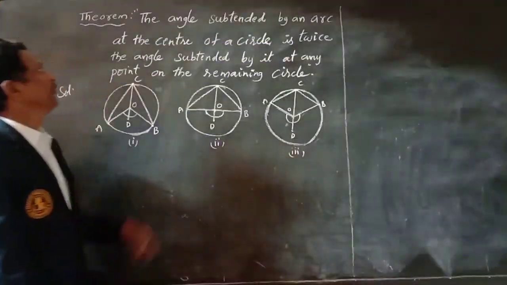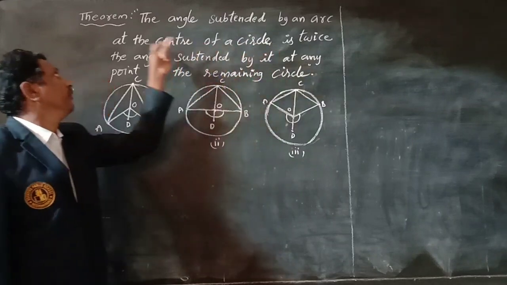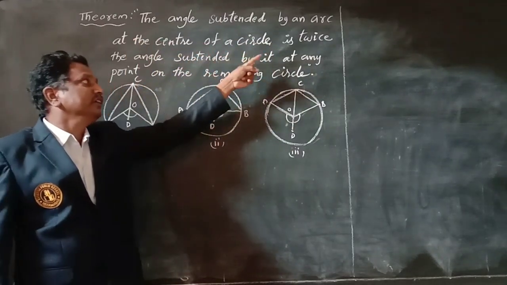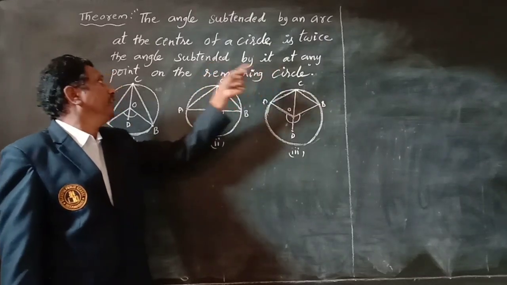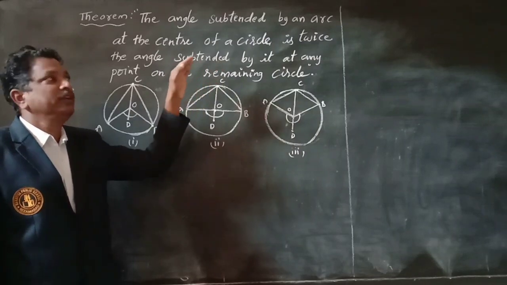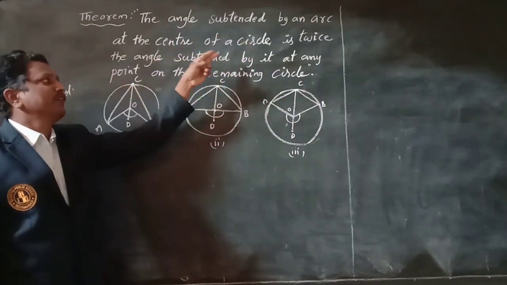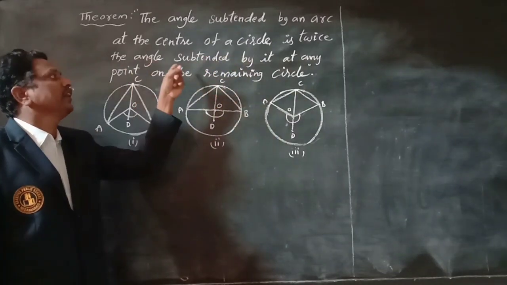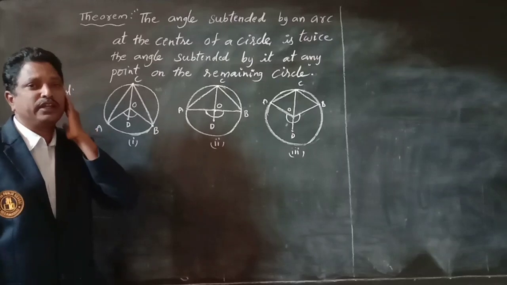So, the theorem: the angle subtended by an arc at the center of a circle is twice the angle subtended by it at any point on the remaining circle. The theorem says what? The angle subtended by an arc at the center of a circle is twice the angle subtended by it at any point on the remaining circle.